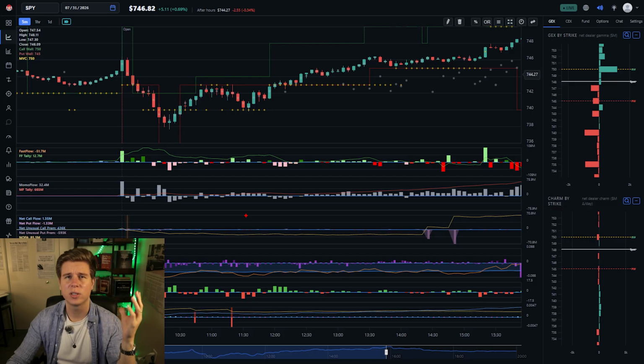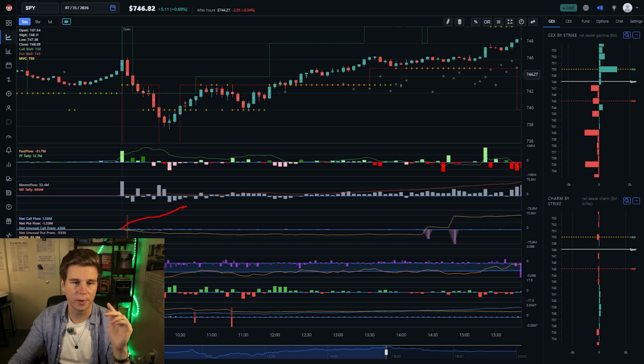Now, exhaustion isn't just a Momo concept. You can also apply it to net options flow. We're going to take a look at this example in a second, but let's pretend that we have a day where calls are just being bought and bought and bought. And I'm drawing the net options flow chart line here. So basically just a lot of calls being bought, or just a lot of puts sold, right?